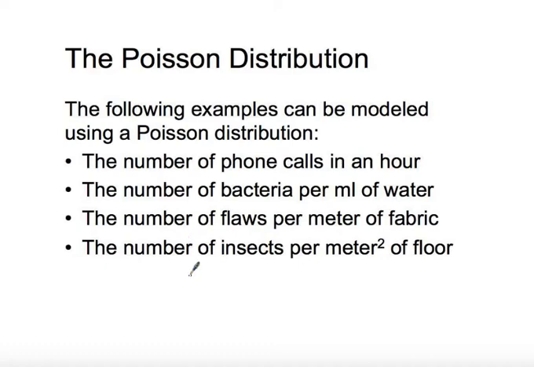Notice in each of these examples we are counting something, i.e. phone calls, bacteria, flaws or insects, in some sort of measured space. So here we have time, we have volume, we have length, we have area.